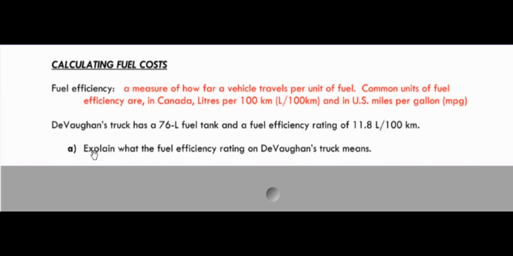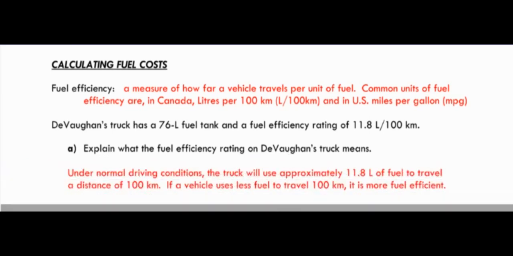So here's just a question. We're going to go through these problems. Explain what the fuel efficiency rating on Devon's truck means. So it means under normal driving conditions, the truck will use approximately 11.8 liters of fuel to travel a distance of 100 kilometers. If the vehicle uses less fuel to travel 100, it will be more fuel efficient. On our sheet, we have a few math problems to work out fuel efficiency, so we'll do that together.